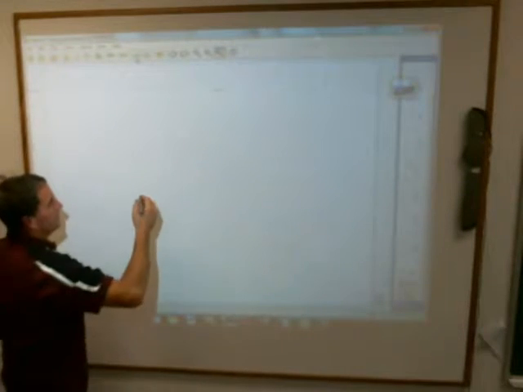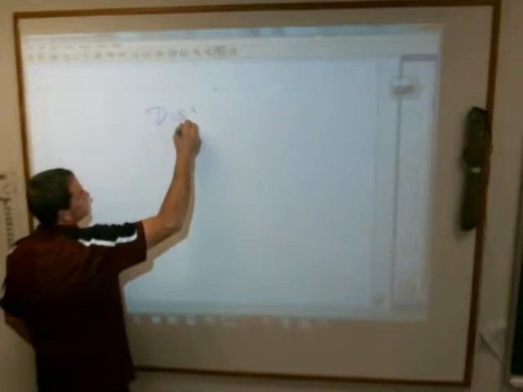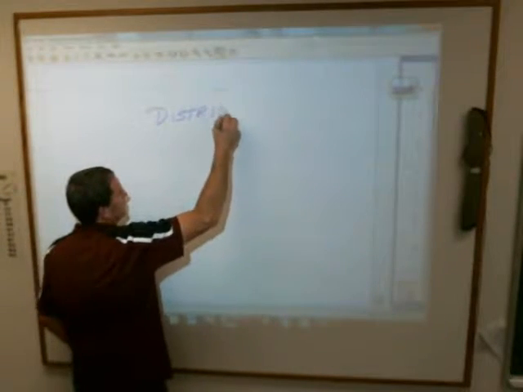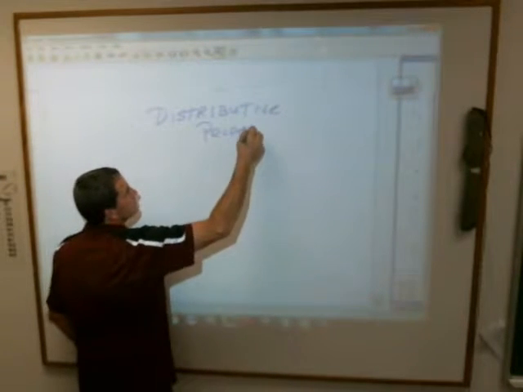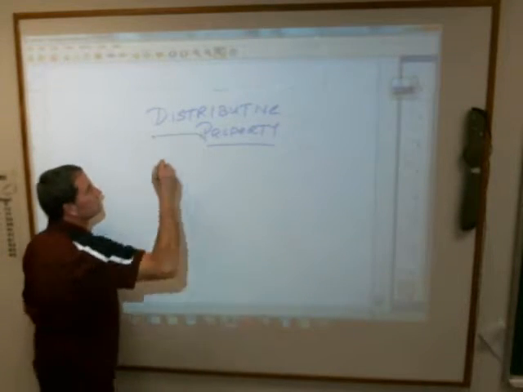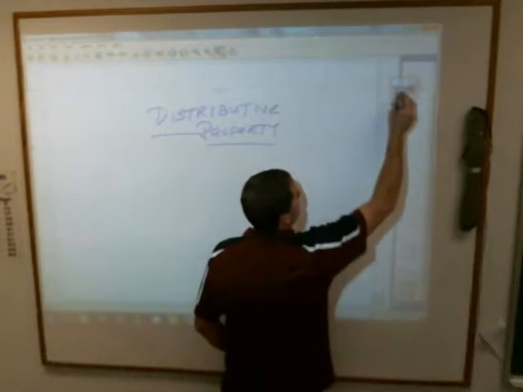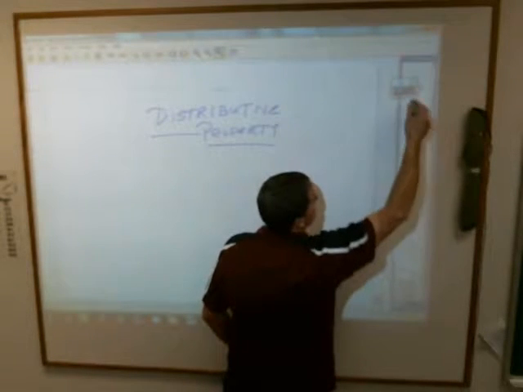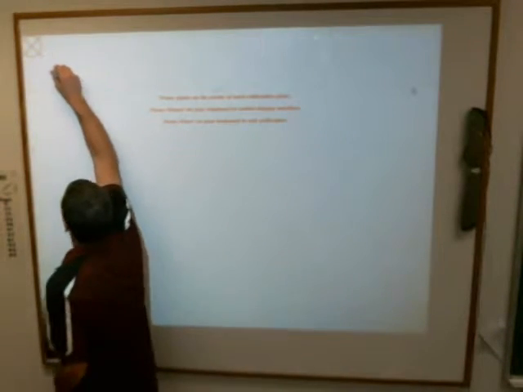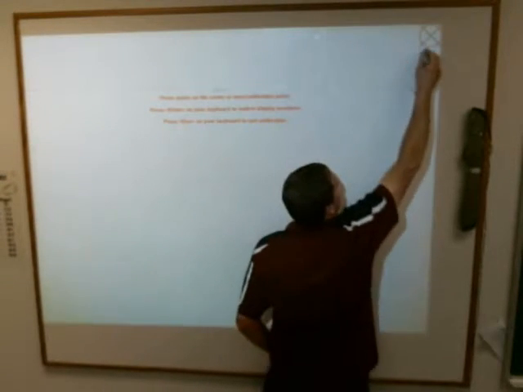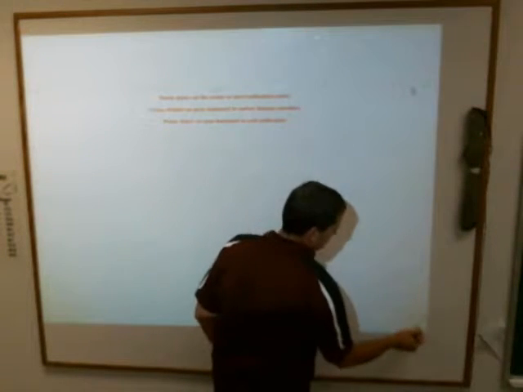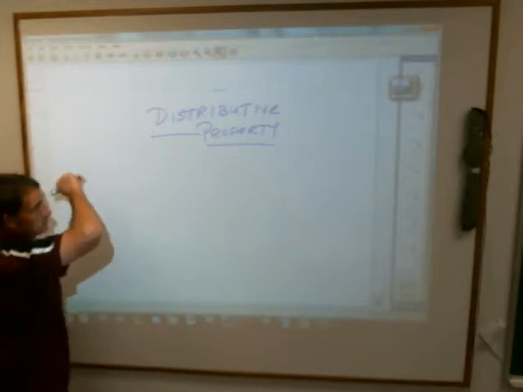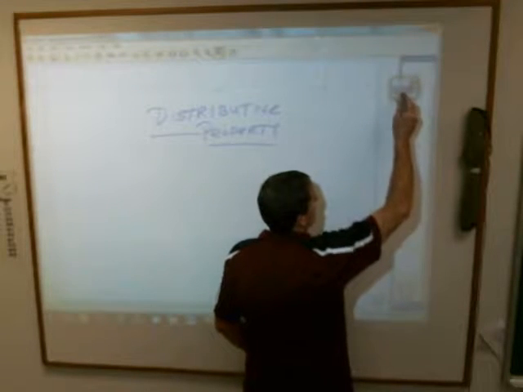All right, here we go. On top of this, we are talking today about the distributive property. Distributive property. Okay, distributive property is kind of just like it says.